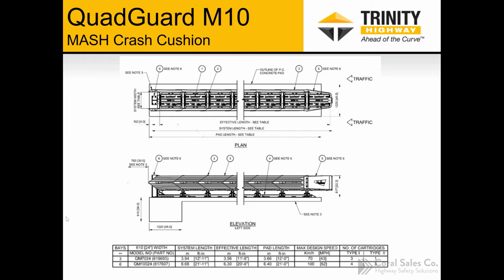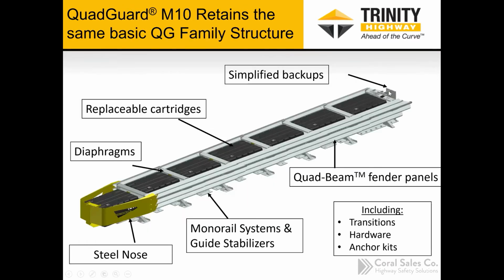Here are the components of a QuadGuard system. What we call the backup is a standalone system that's mounted to the concrete foundation pad, and that's going to absorb the energy as the system gets impacted. It'll telescope backwards and crush these cartridges, and eventually the load gets transferred to that backup unit at the back of the system. And then there's a monorail that you can't see here that runs underneath the whole system, and that keeps the system in line. It also provides a redirective capability.